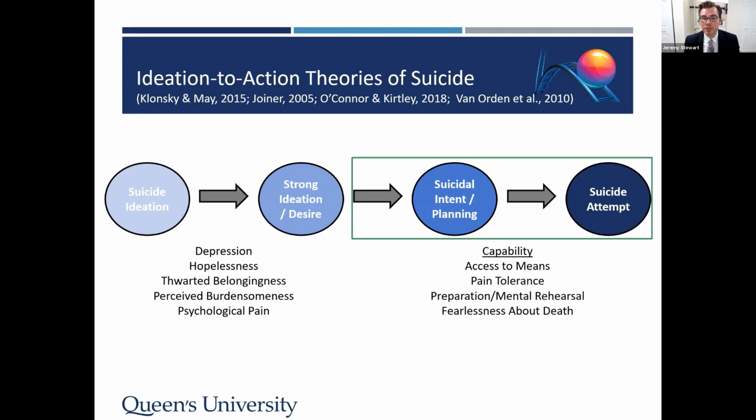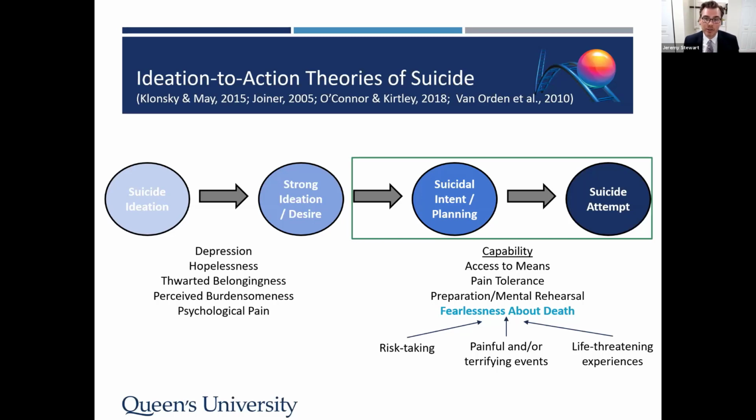More germane to this presentation, though, these theories propose that suicidal actions like planning and preparation, as well as making a suicide attempt, require the capability to die by suicide. Suicide capability refers to one's ability to overcome an innate and biological drive for self-preservation in order to engage in potentially lethal self-directed injury. Capability has some practical aspects like access to lethal means and knowledge about how to use them. It also includes characteristics that are hypothesized to be acquired through experience. My lab has focused on an acquired aspect of capability called fearlessness about death.